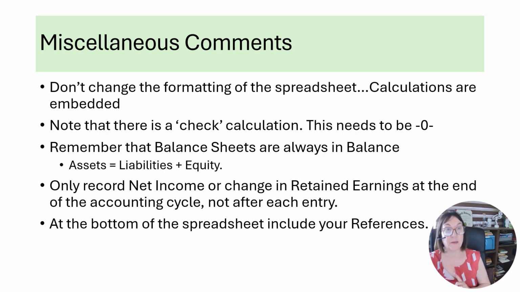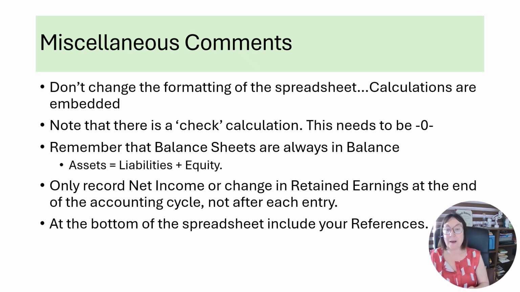Now, some miscellaneous comments for this. Don't change the formatting of the spreadsheet. The calculations are all embedded, so it will automatically add and subtract everything for you. Note in the spreadsheet that there is a check calculation. This needs to be 0. If it's not 0, it means you made a mistake in one of the transactions. Remember that balance sheets are always in balance. Assets equals liabilities plus equity. If that isn't correct, then you've made a mistake somewhere.